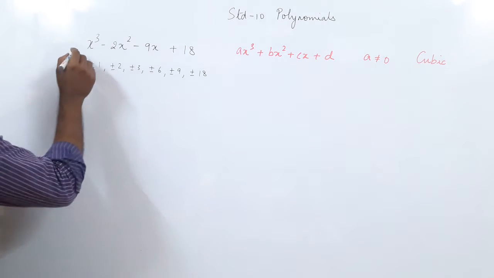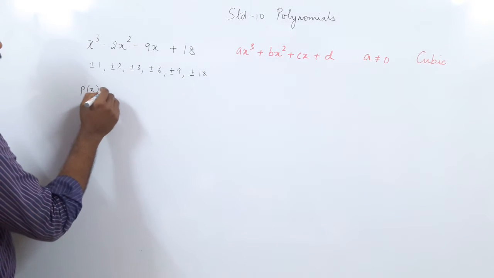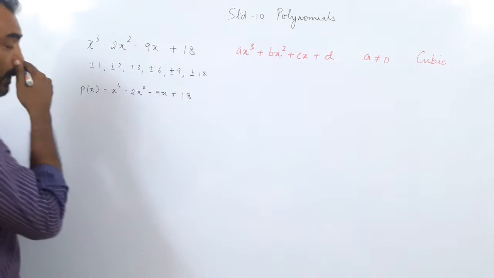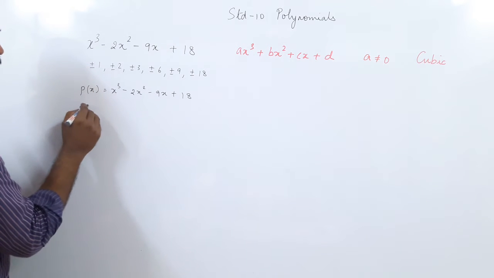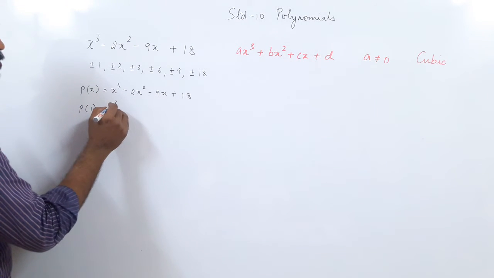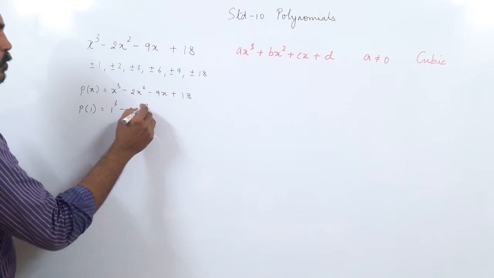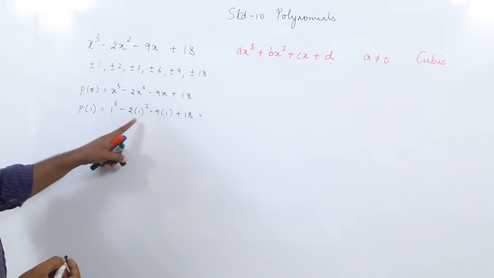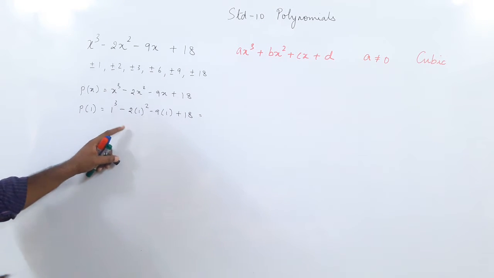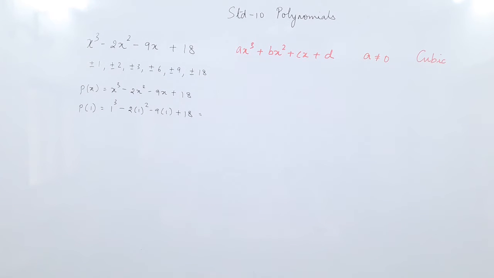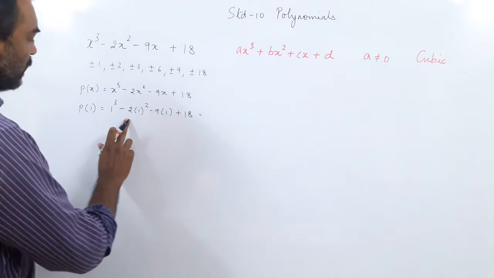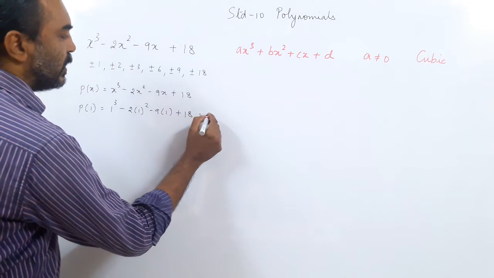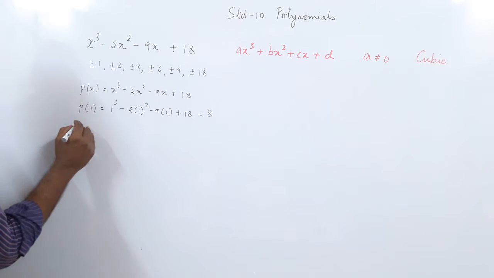Then the first step, we have p of x equal to x cube minus 2x square minus 9x plus 18. First we'll try 1. What is p of 1? Put x equal to 1. So 1 cube minus 2 into 1 square minus 9 into 1 plus 18. How much do you get? 1 square is 1. 1 minus 2, so what is the value you got? 1 minus 2 is minus 1. Minus 1 minus 9 is minus 10. Minus 10 plus 18 is 8, which is not equal to 0. So this is not a root.